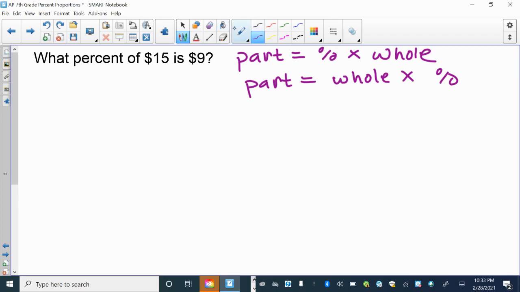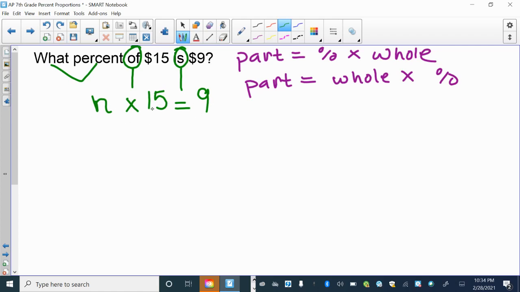So we're going to look for our keywords. Of represents multiplication, is represents our equal sign. We're going to drop down our $15 in between the two and our $9 here. Now, what percent is what we're trying to find, so that is going to be our variable. I'm going to use the letter N to represent our percent. Now, N times 15 equals 9.